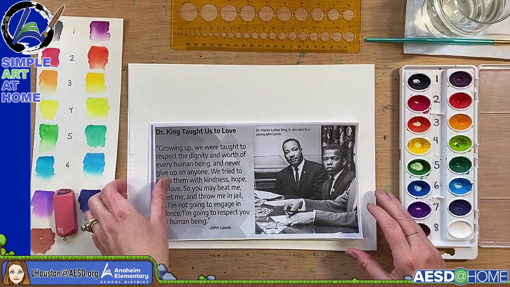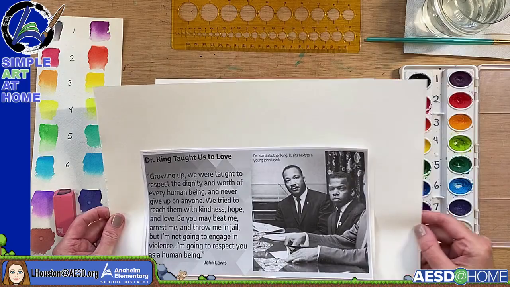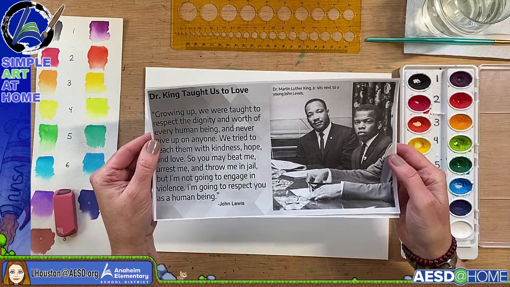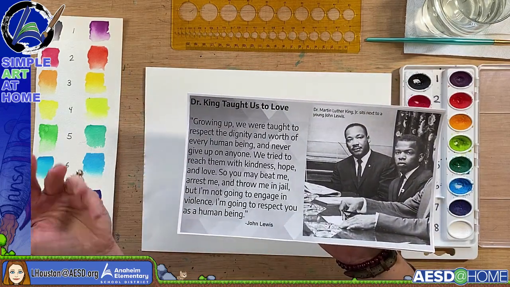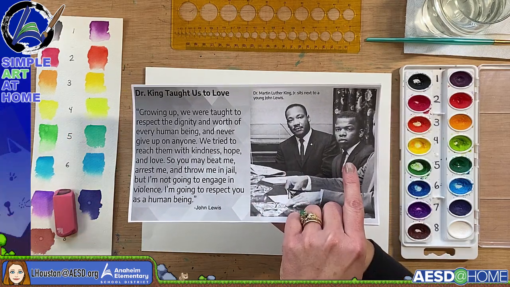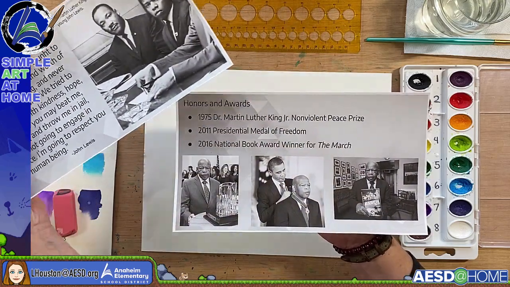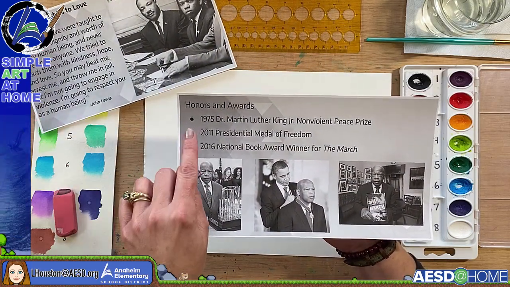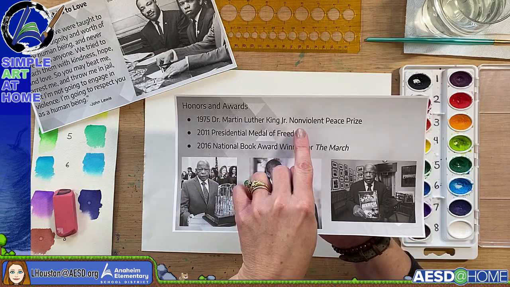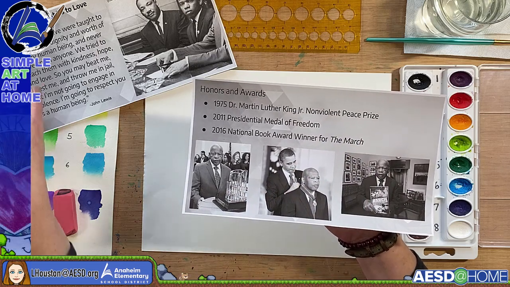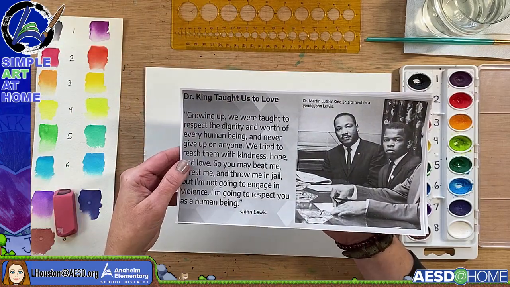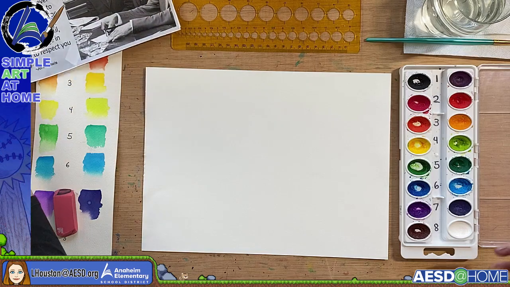So I tried to think a lot about what kind of project we could do in honor of John Lewis, and this slide from the slideshow made me think about the idea of peace and love. Because both Dr. Martin Luther King Jr. and John Lewis believed in nonviolence. And in 1975, John Lewis was awarded the Dr. Martin Luther King Jr. Nonviolent Peace Prize. So I thought we would do something that symbolizes peace. I thought a good beginner project would be to draw a peace dove.